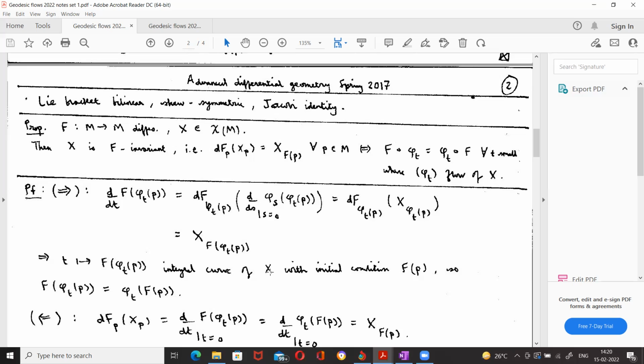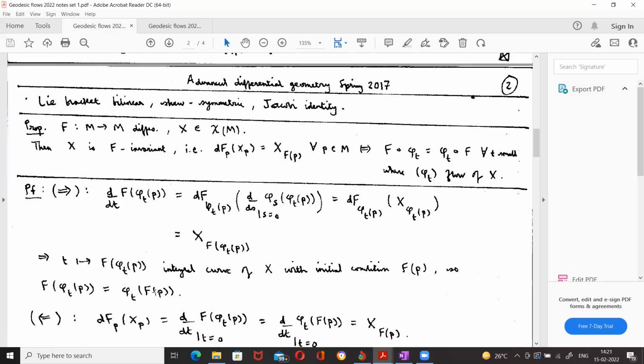And we know what the integral curves of X are. They are given by applying phi t to the initial position of the curve. So what is the initial position of the curve? When t is equal to 0, then this is just f of p, right? Because phi 0 is the identity. So this is the integral curve of X with initial condition f of p. So therefore, this curve must be the same as phi t applied to f of p, right? And so therefore, we get that f composed with phi t of p is equal to phi t of f of p. Is this clear?